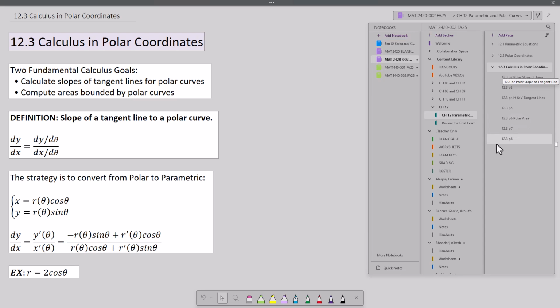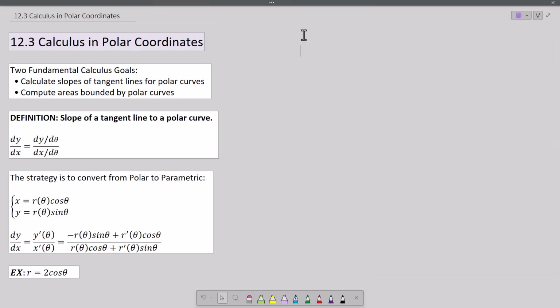Okay, so we started with parametric on Tuesday. And then when we were finishing up the parametric, we did calculus with the parametric equations. We found slopes of tangent lines. When we think about calculus, that's the first thing you should think of, tangent lines.